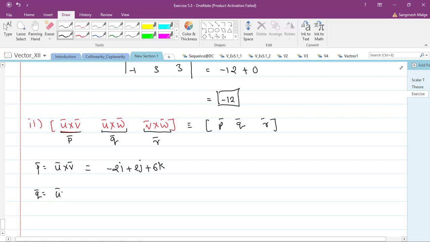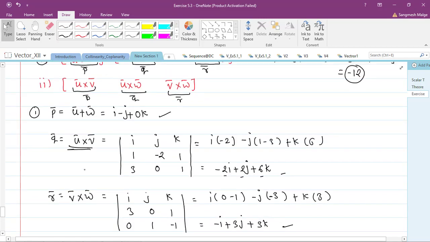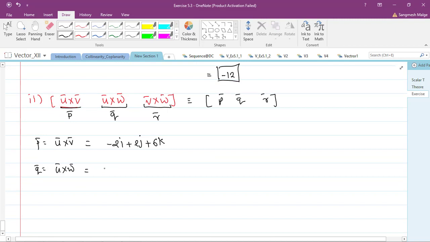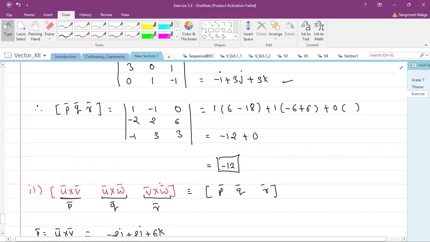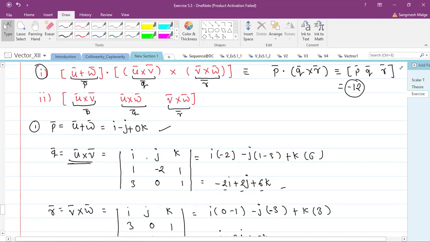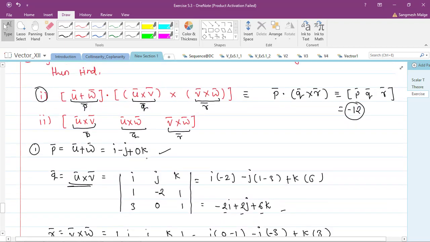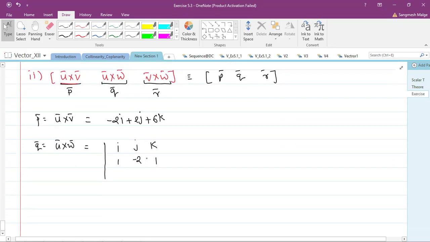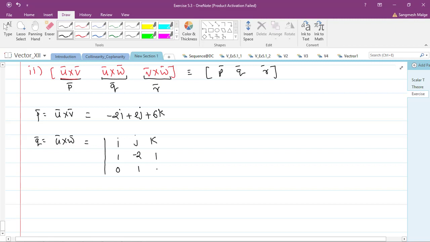It is u bar cross w bar. Have we calculated this u bar cross w bar? No, we have not solved u bar cross w bar. So let's solve this. It is i, j and k. The coefficients of u are 1, minus 2 and 1. And for w we have 0, 1 and minus 1.